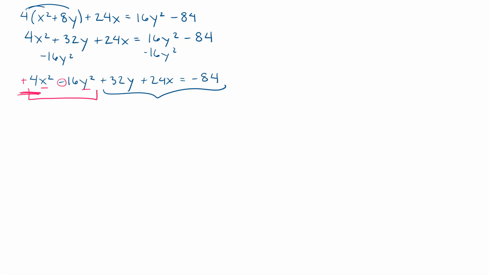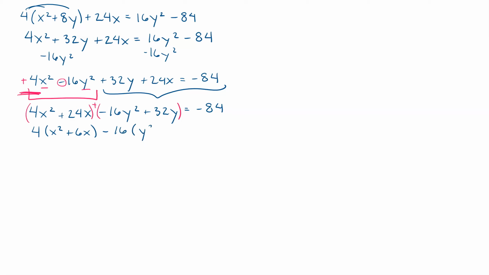Let's go ahead and attack this problem. Let's get our x's with our x's and our y's with our y's. So I have 4x squared plus 24x minus 16y squared plus 32y equals negative 84. And now I group them. Keep the negative with the 16 and bring in your own plus sign. Factor out the 4. Factor out the negative 16. Double check that you factored properly.